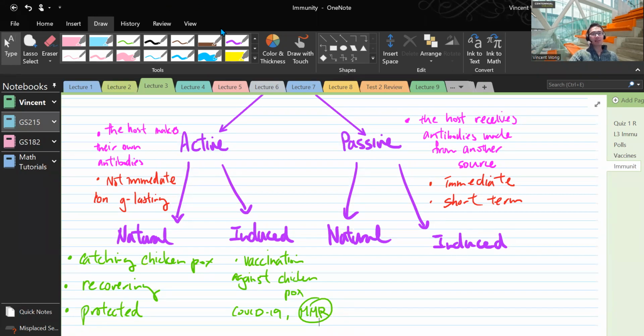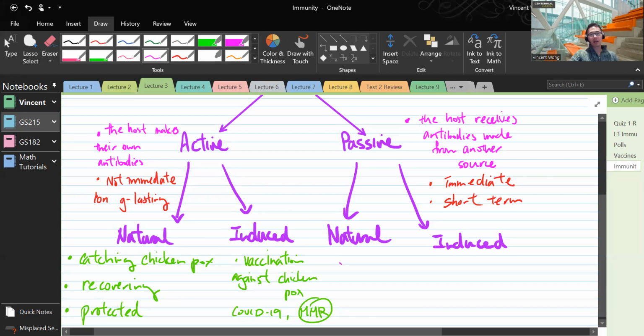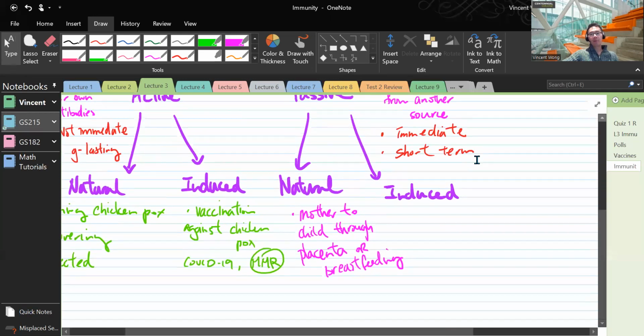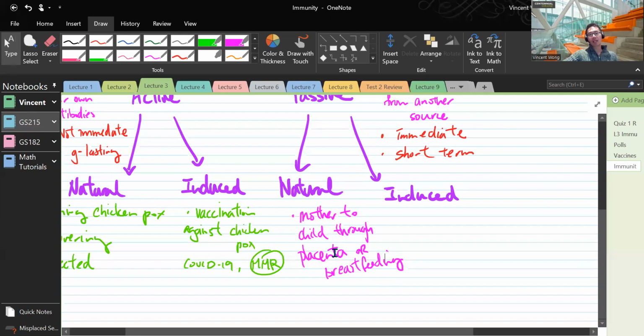So what's natural passive? Natural passive is like, for example, from the mother to child, either through the placenta. We know antibodies can pass through the placenta, or breastfeeding. So if the mother gets a COVID vaccine, she has immunity, and she could pass it through to the baby, and they could continue to pass on that immunity through breastfeeding.